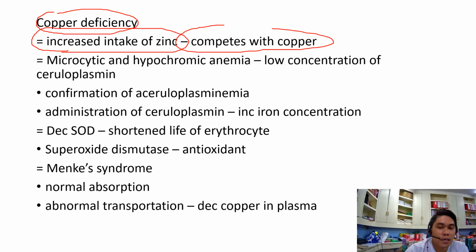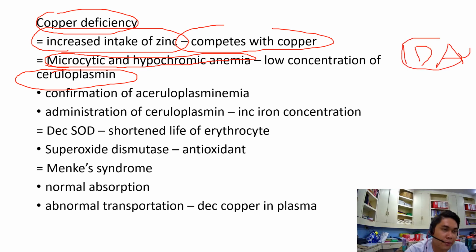The next is the association of ceruloplasmin and microcytic hypochromic anemia. Okay, so it's more of IDA, right? IDA is microcytic hypochromic anemia. Ceruloplasmin is a protein that carries or contains copper. In order to form ceruloplasmin, you need copper. So decreased intake of copper, decreased absorption of copper, will lead to decreased production of ceruloplasmin.